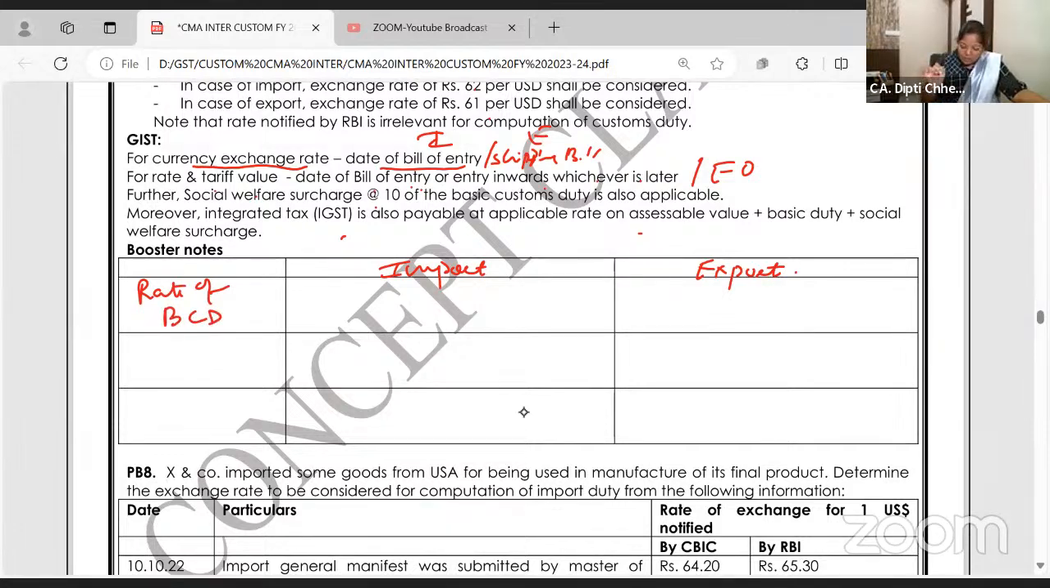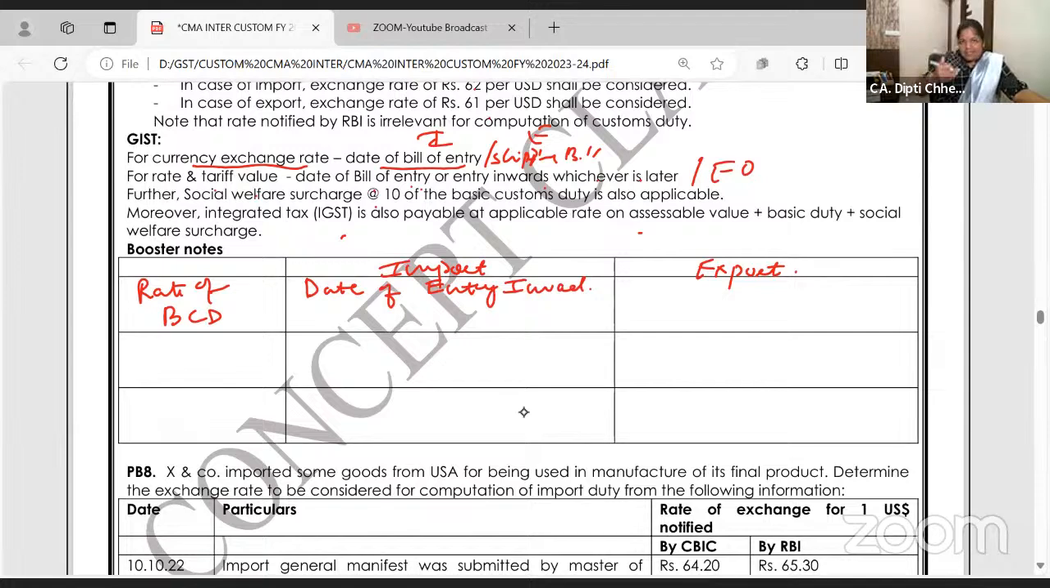Rate of custom duty के लिए which date I have to take? Date of entry inward. Custom duty के लिए date of entry inward or date of bill of entry.